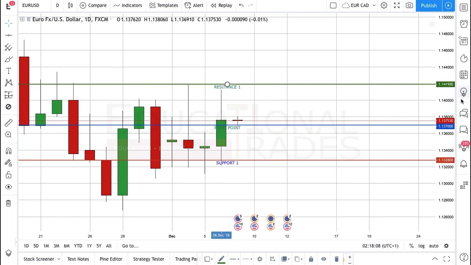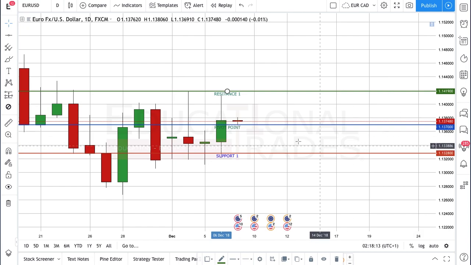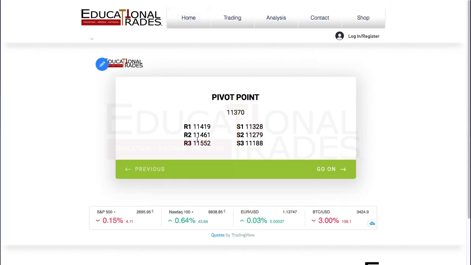If you wish to get them manually, I'll show you the formula for each support and resistance. Support and resistance levels are then calculated off the pivot point, like so.